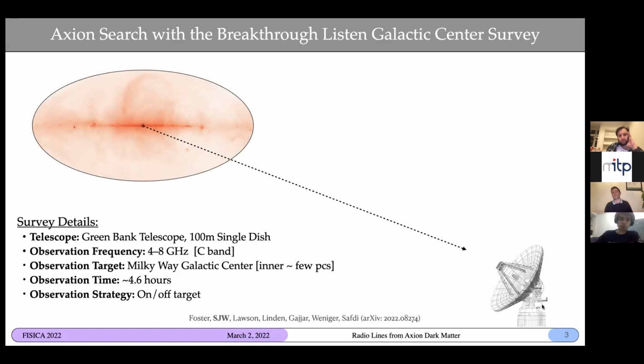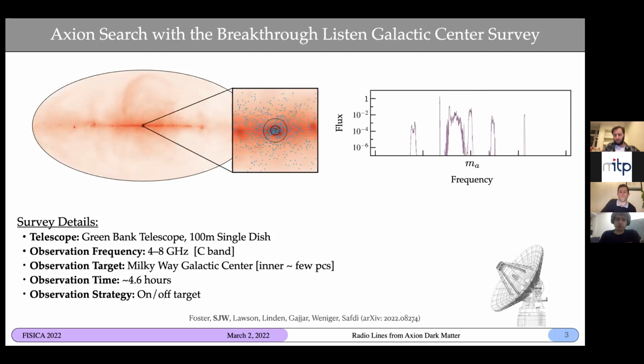Since we want to look for spectral lines from axions, the analysis that we're going to tell you about is based on an observation taken in the C-band. This is the 4 to 8 gigahertz band. We're talking about observing the inner few parsecs of the galaxy. It's based on about 4.6 hours of on-target observation, and we have an on-target, off-target observation strategy, where we point the telescope at the galactic center, we point away, and we look for spectral lines that appear in the galactic center that don't appear on the off source, where we don't expect to see a signal.